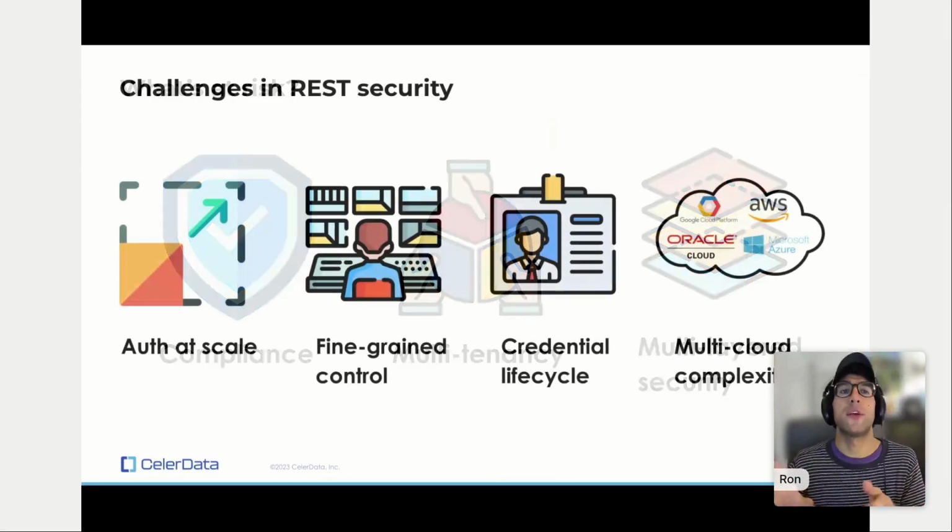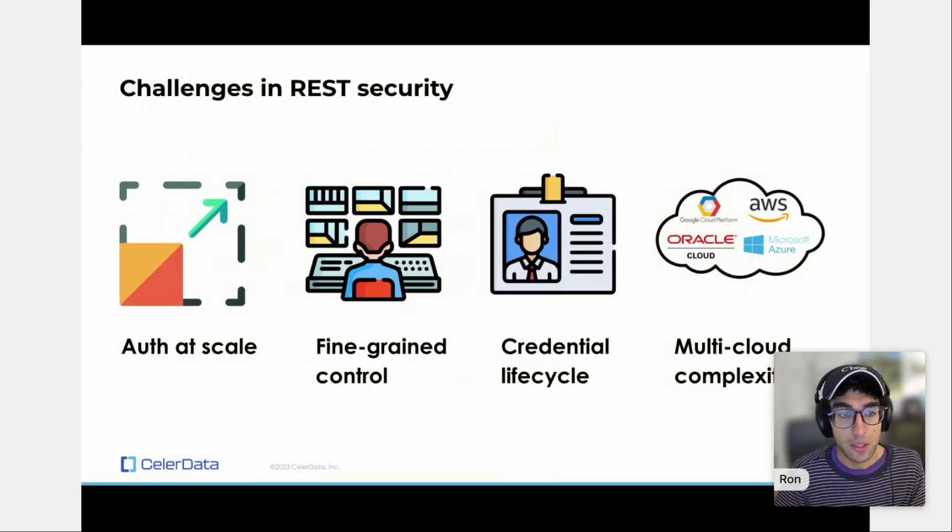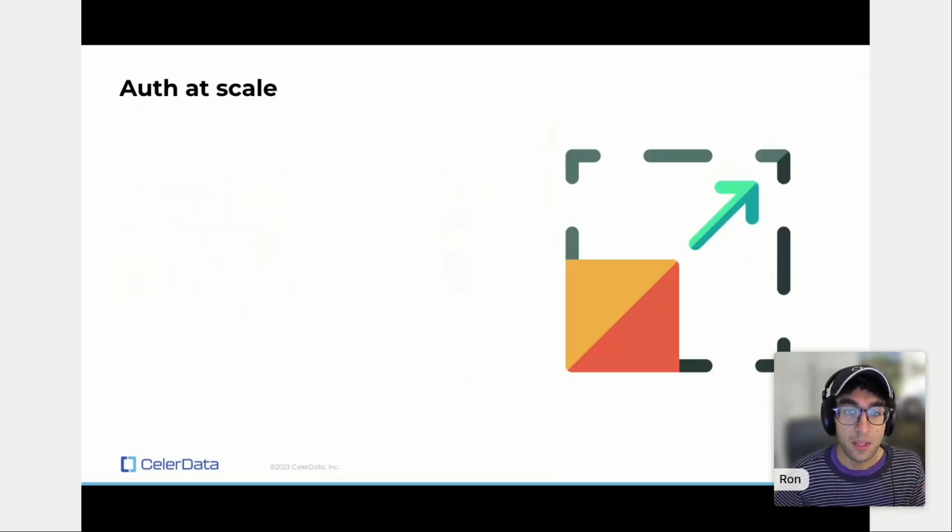Now, with that risk, what are some other challenges in REST security? One being, I'm just going to briefly go over these and then go over them in depth. So one is authorization at scale. And a lot of these kind of speak to themselves and what they are: fine-grained access control, credential lifecycling, and multi-cloud complexity. So now I'll just briefly go over what each of these are.